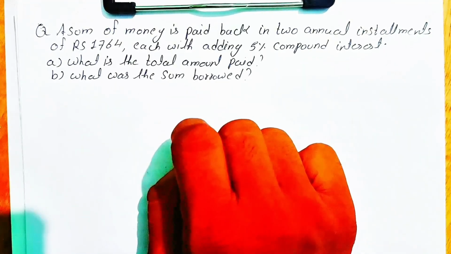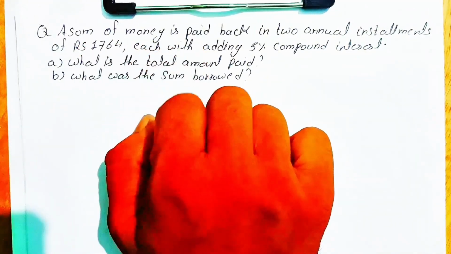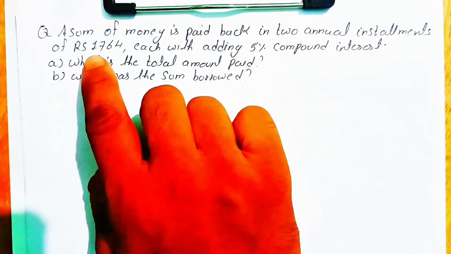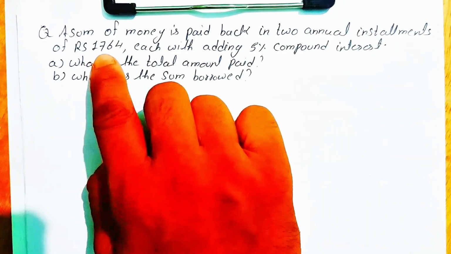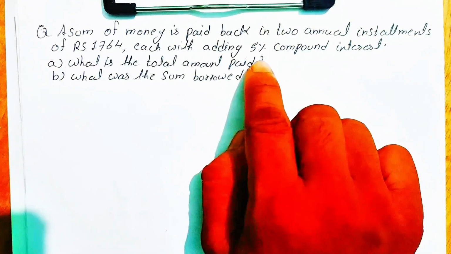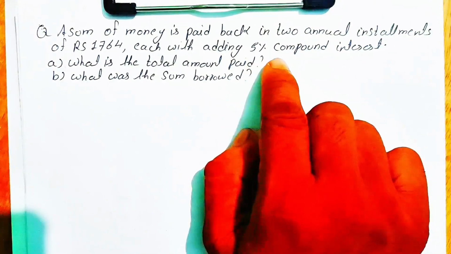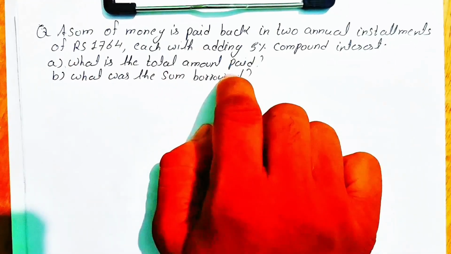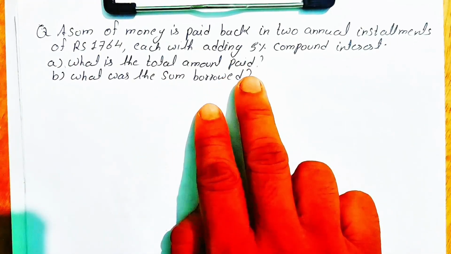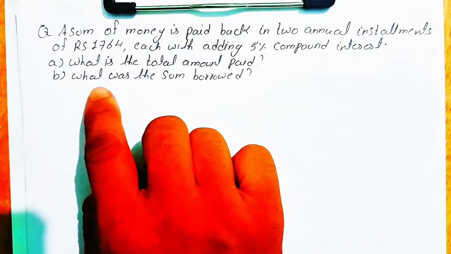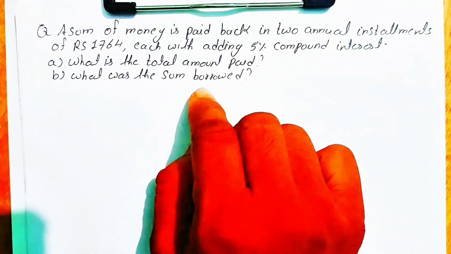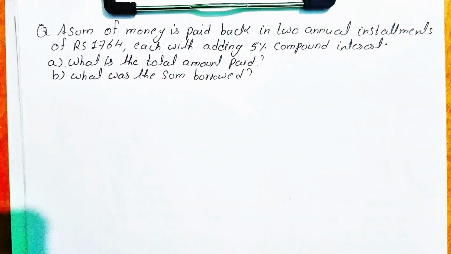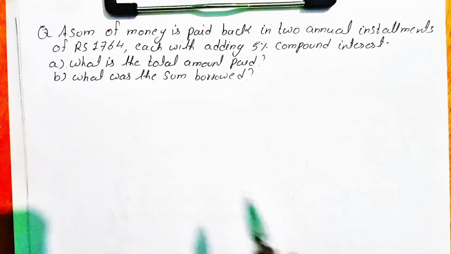So the question is simply asking for a certain sum of money which is paid back in 2 annual installments, each of Rs1764, with 5% annual compound interest. In part A we have to find the total amount paid in 2 annual installments, which means in 2 years, and in section B we have to find the sum of money for which the 2 installments are being paid back. So let's begin our solution.